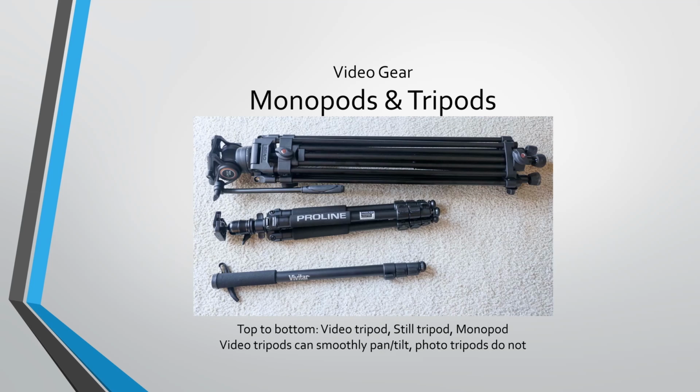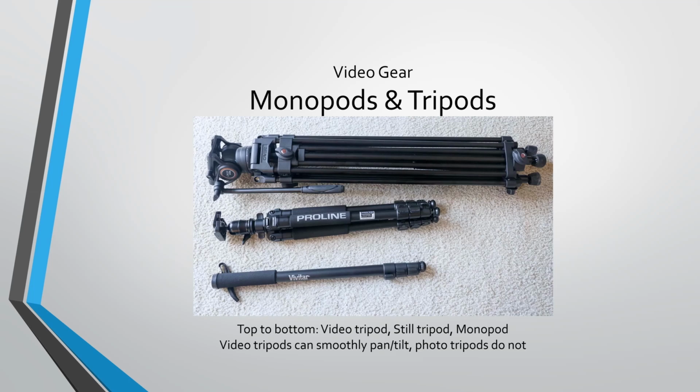The one in the middle is a photo still tripod. It's fine for my video camera. It works just fine, but you don't want to be moving the camera with it because it doesn't move smoothly. You want to lock things down and have a stationary shot when you're using that tripod.